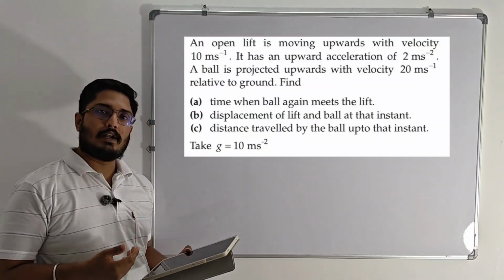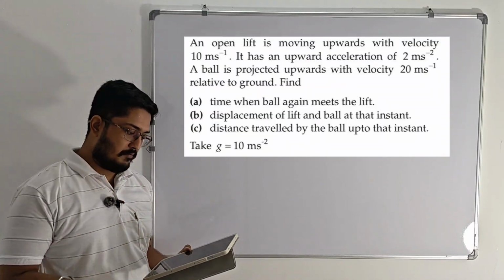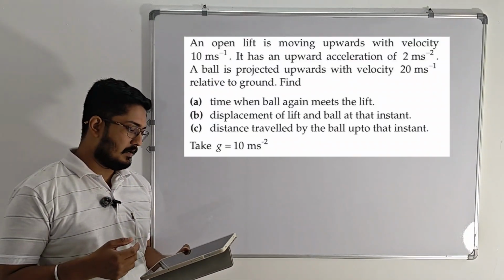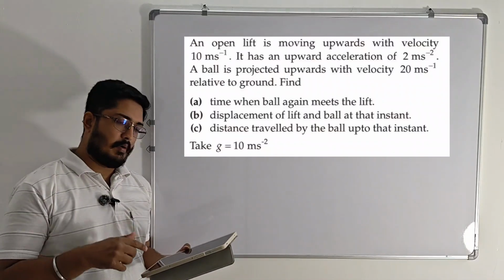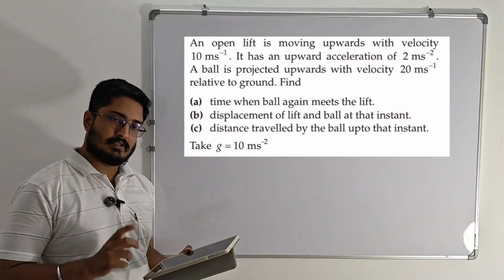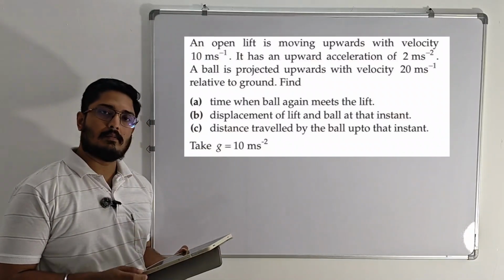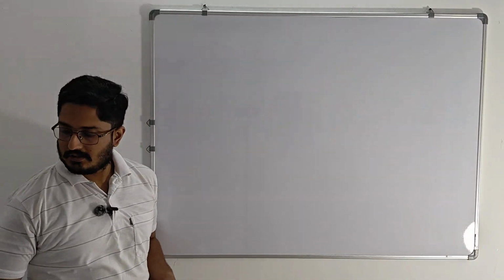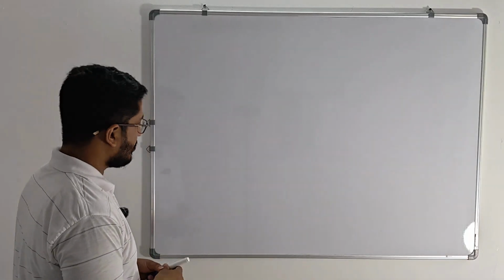Now what all things you need to find out? The time when the ball meets the lift again, the displacement of the lift and the ball at that instant, and the distance traveled by the ball up to that instant. They're asking us to take g as 10 meter per second square. So what is the data given in the question?